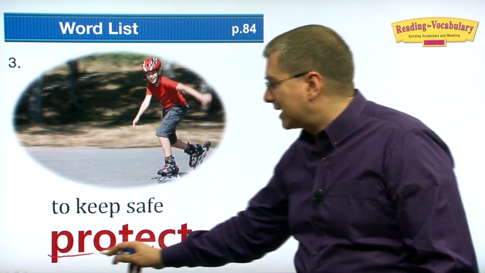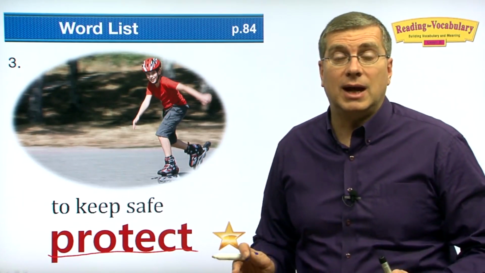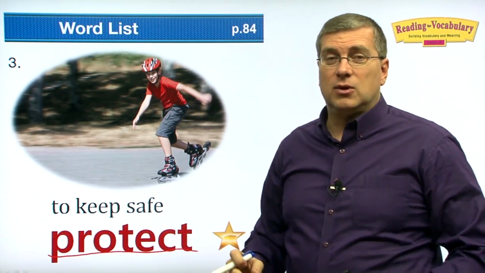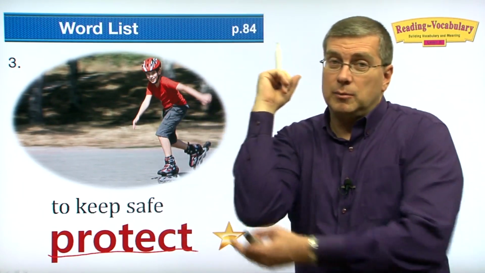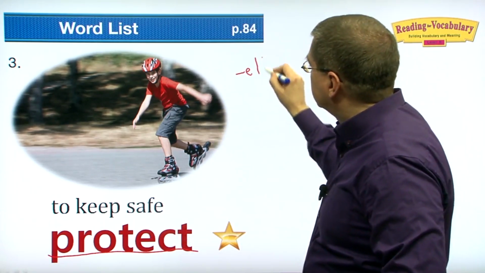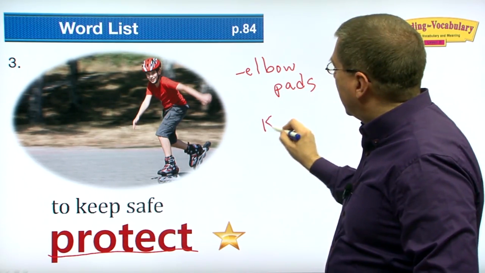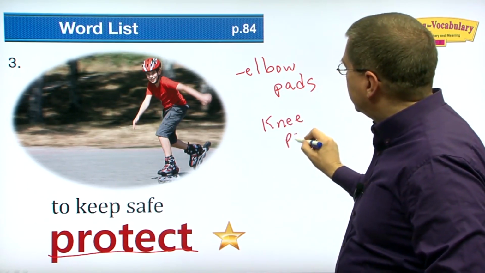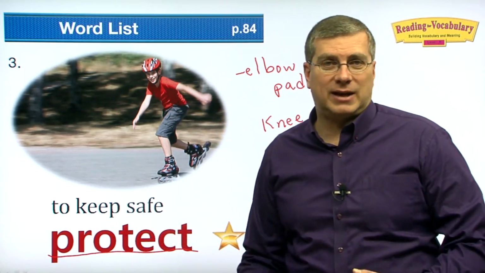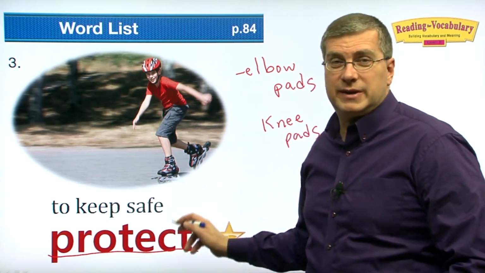What is he doing? He is protecting his body. So when you're playing, protect yourself. If you're going to go rollerblading, wear a helmet. If you're riding a bike, wear a helmet. Maybe you should wear elbow pads and knee pads. These also help protect your body in case of an accident or in case you fall down. So protect yourself. Keep safe.